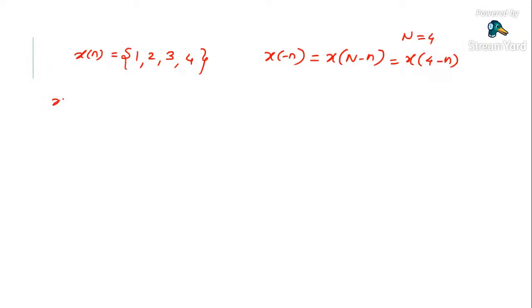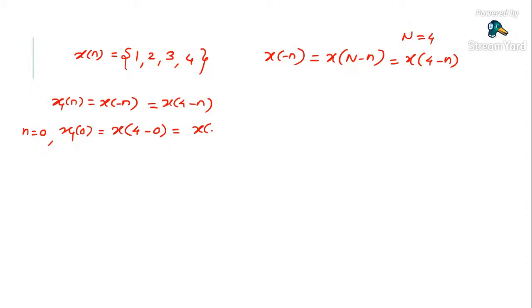Suppose x1 of n is equal to x of minus n, meaning I want to find the folding of it. Suppose n is equal to 0, x1 of 0 I want to find. This is nothing but x of 4 minus 0, so it is x of 4. Is there any value of x of 4? It is the 0th location, first, second, third. Fourth means again the first number you will get at the fourth location because of circular shifting. It is repeating, so you can have 1.